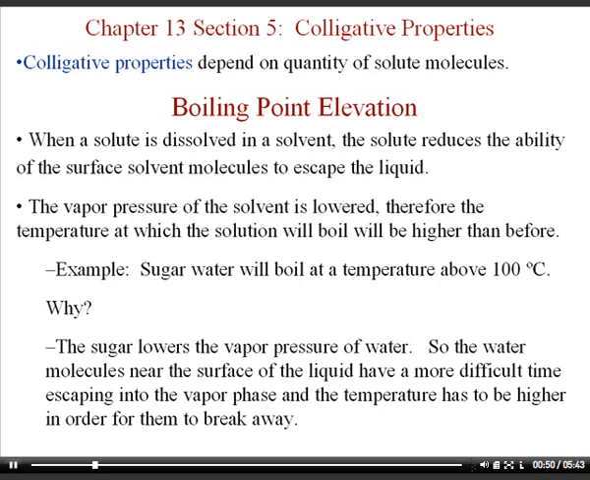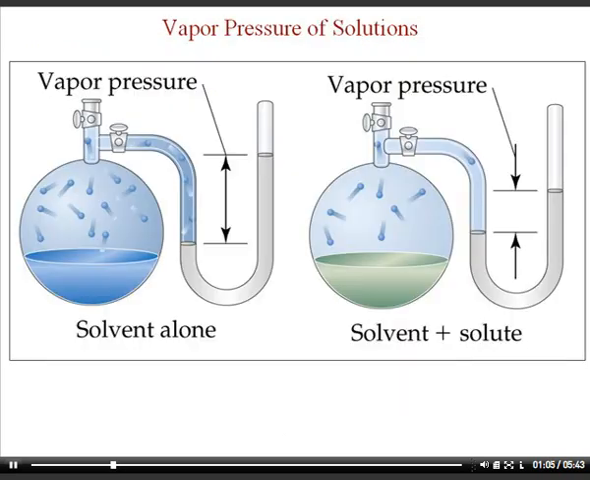And again, the reason is that it lowers the vapor pressure, and so the water molecules that would typically go from the liquid state to the gas state can't at a temperature of 100. They have to have more energy to escape the liquid, and so it has to be above 100 degrees. And here's a picture of a pure solvent on the left having a certain amount of vapor pressure, and then when you have a solute added to the solvent, you can see that the vapor pressure is lowered.